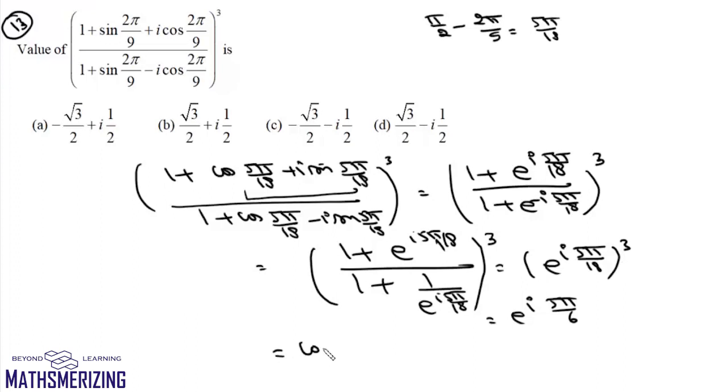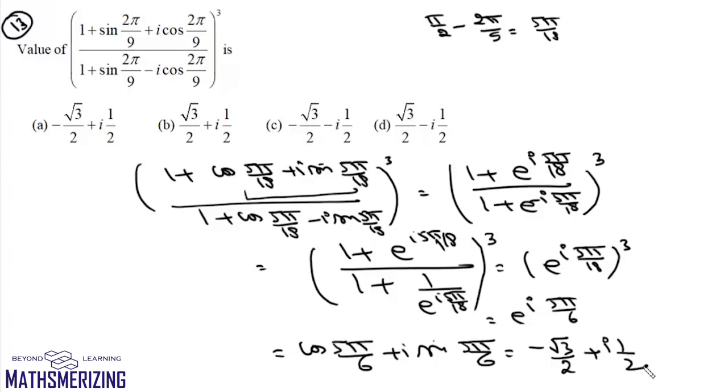So it'll be cos 5 pi by 6 plus iota sine 5 pi by 6. Now cos 5 pi by 6 is minus cos pi by 6, which will be minus root 3 by 2, and sine 5 pi by 6 is sine pi by 6, which will be 1 by 2. So it'll be minus root 3 by 2 plus iota 1 by 2, and that's your option number A.